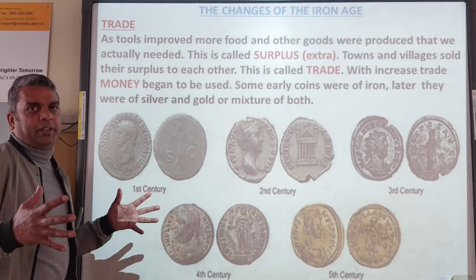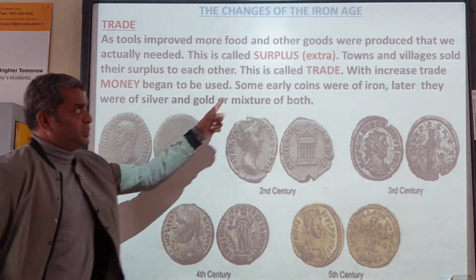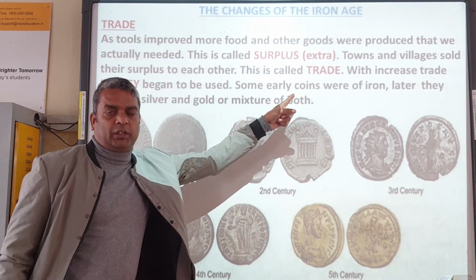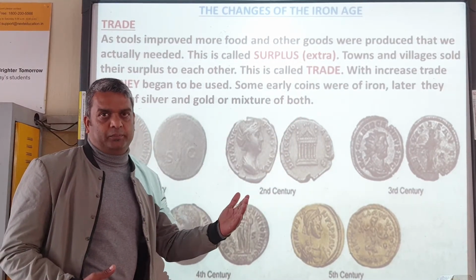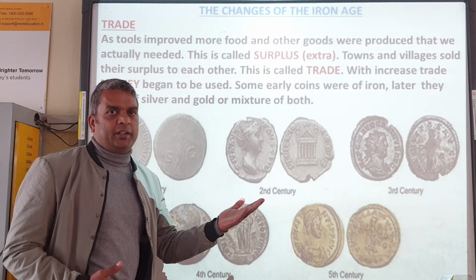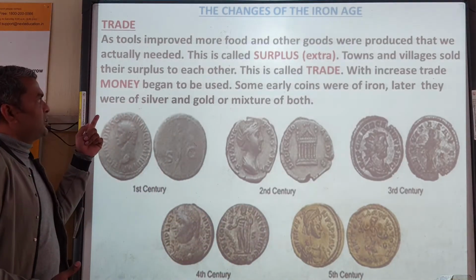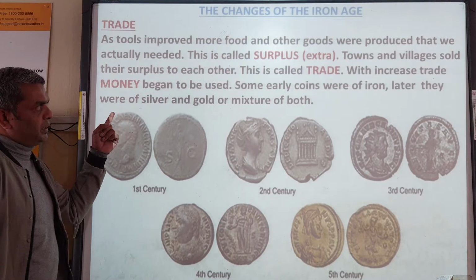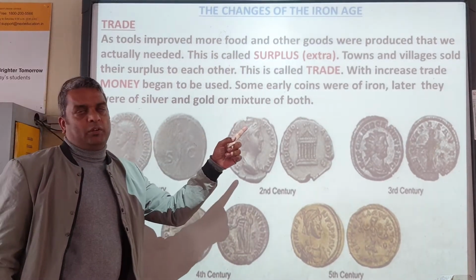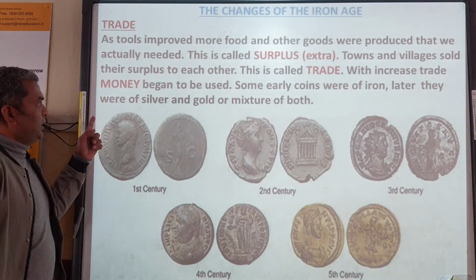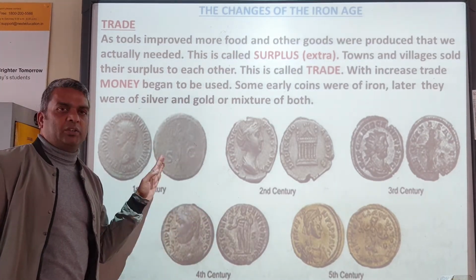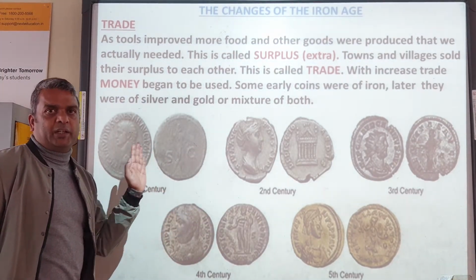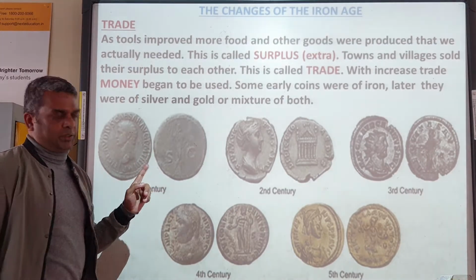And then they found that they had a lot of crops, surplus. Surplus means extra. Okay? So what did they do? They went to other villages and traded. They exchanged, and then later on they started using money. Some early coins were of iron, later they were of silver and gold, or a mixture of gold, and that is how we know that from the Iron Age they started using coins.